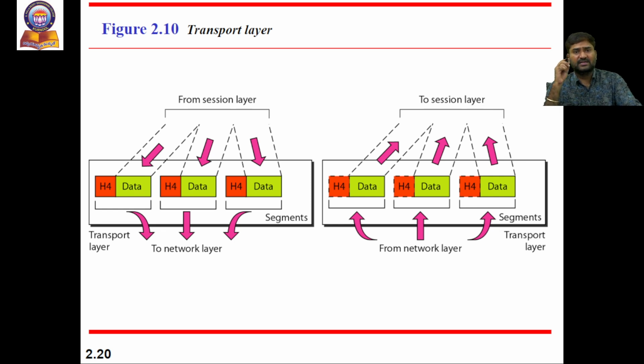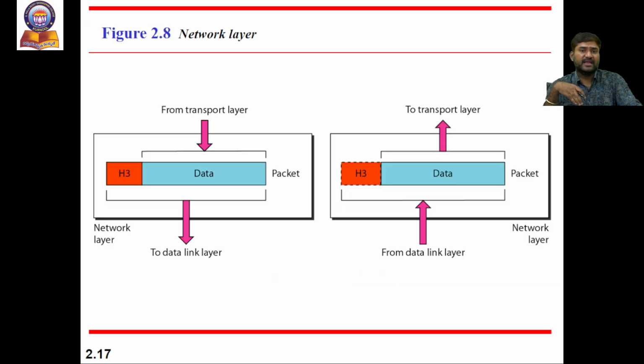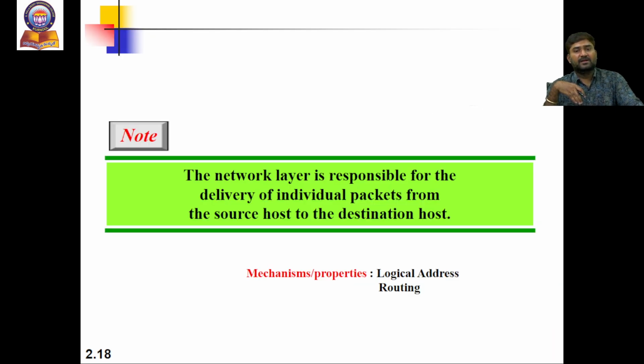So this is a representation of the transport layer. Above the transport layer there is the session layer, and below the transport layer there is the network layer. Right now we are moving to the network layer. The network layer is very important in the network. What is the main responsibility of the network layer? The network layer is responsible for delivery of packets from the source host to the destination host.